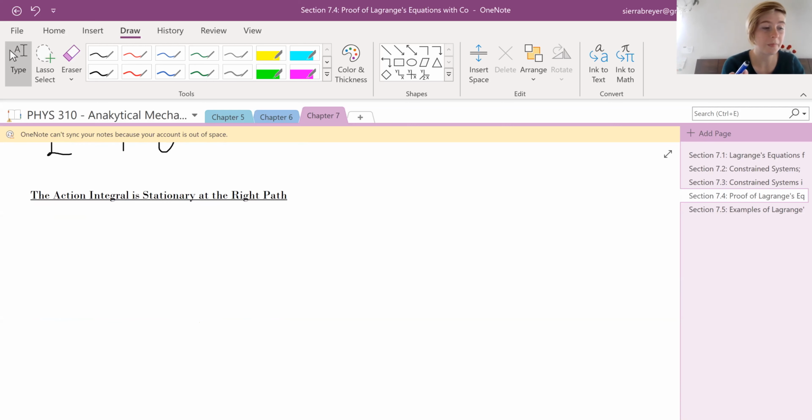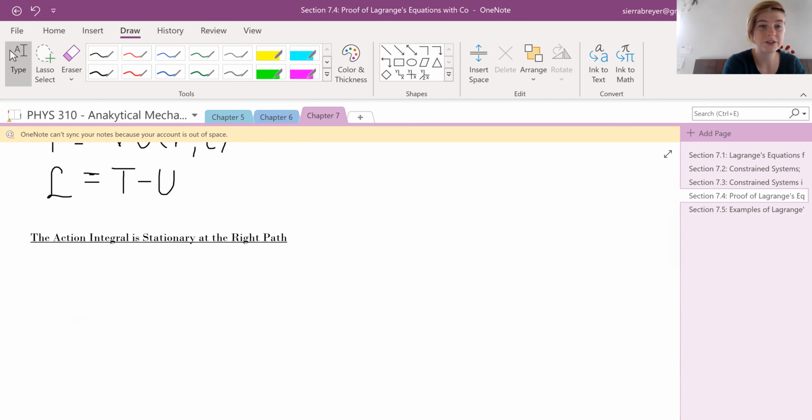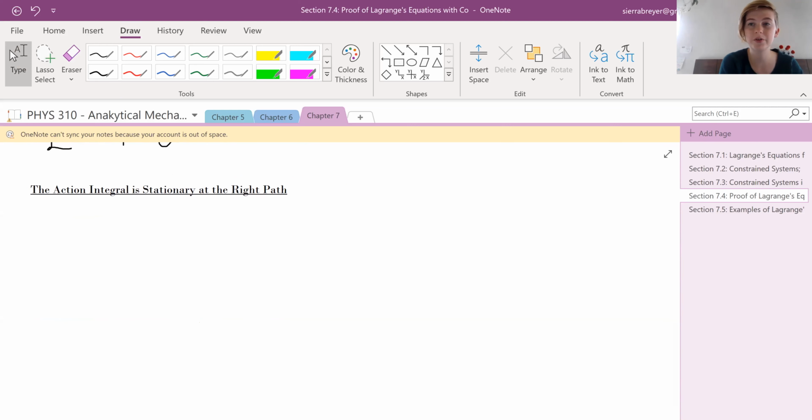So the first thing we're going to do is the action integral. In order for this to be true, the action integral at the right path has to be stationary. So that's just what we're going to prove. And again, if you watch the 6.2 video, it does the exact same thing.